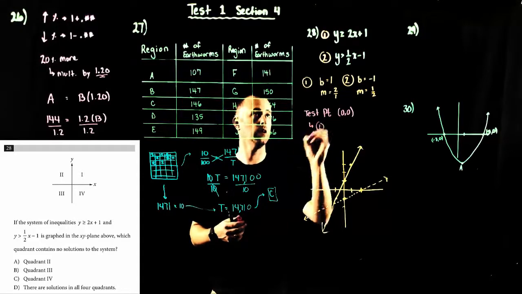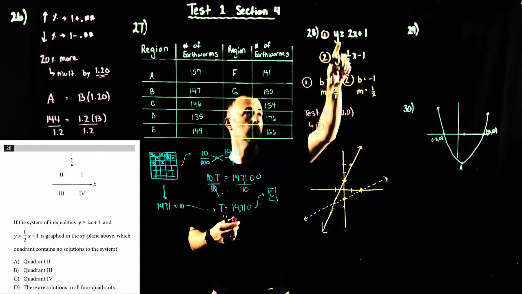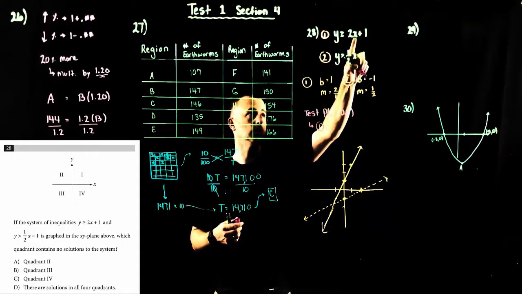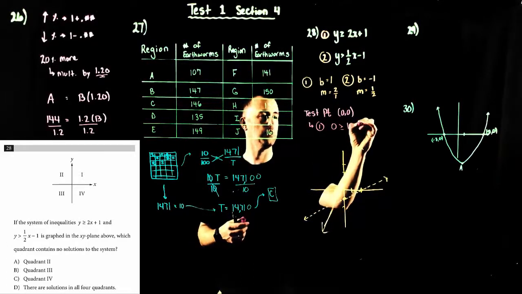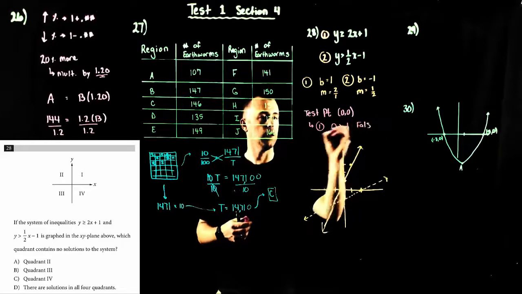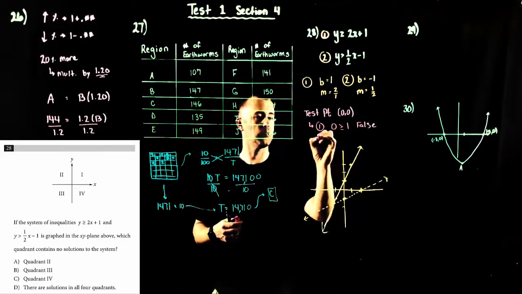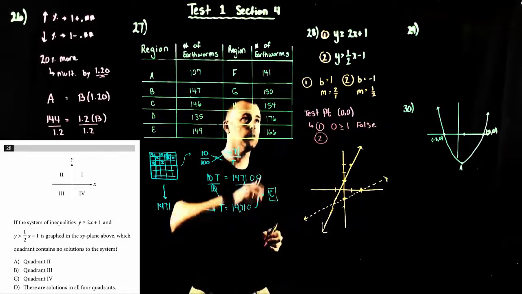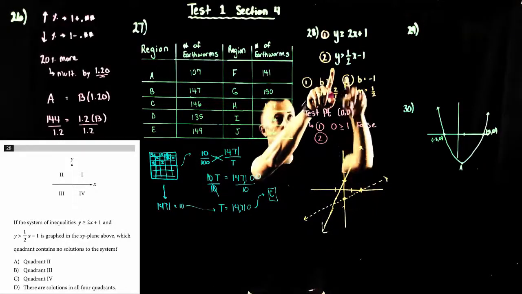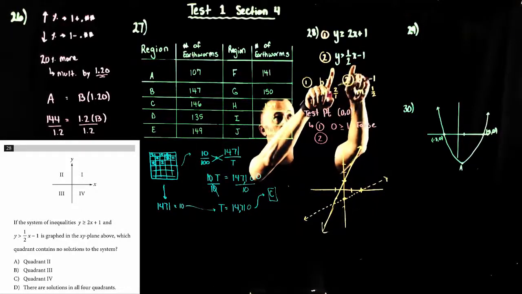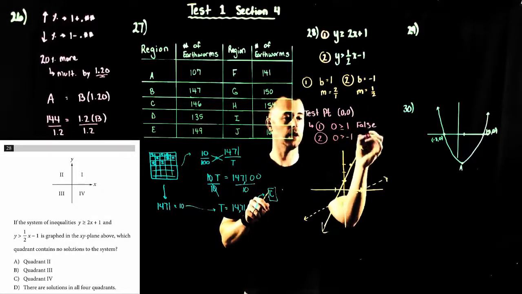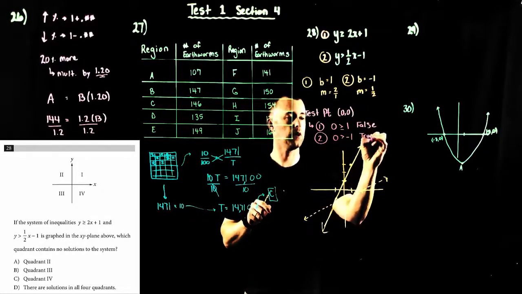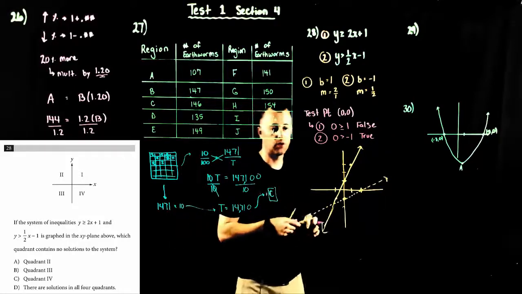So with equation 1, if you plug in 0, you're going to get 0 is greater than or equal to 0 plus 1. So 0 is greater than or equal to 1, which is false. If you go to equation number 2 and you plug in 0, 0, you get 0 is greater than 0 minus 1. So 0 is greater than -1, which is true.